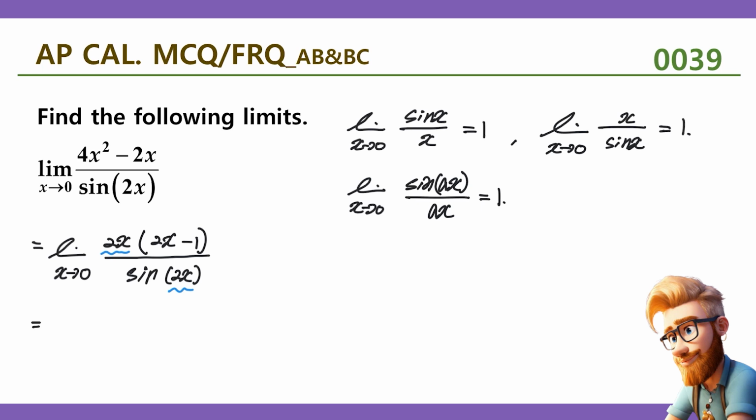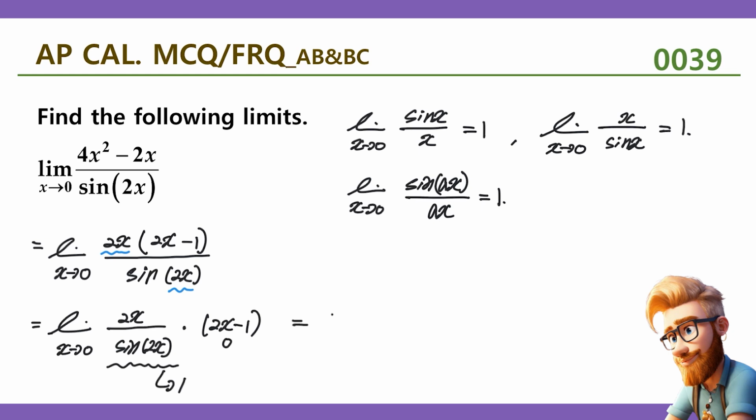So let me rewrite this expression. That's 2x over sine 2x times (2x minus 1), right? And this expression approaches 1. And we're going to substitute 0 for x. So that's going to be 1 times (2 times 0 minus 1). Oh, I'm sorry, that's actually 1 times negative 1, right? So that's going to be negative 1.